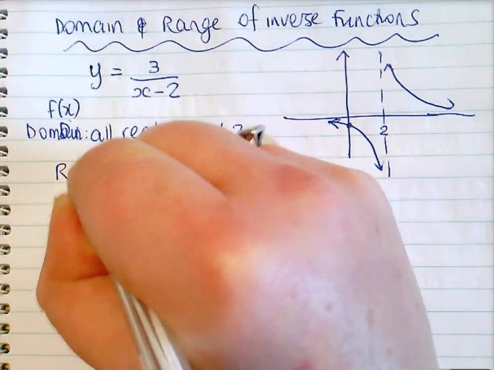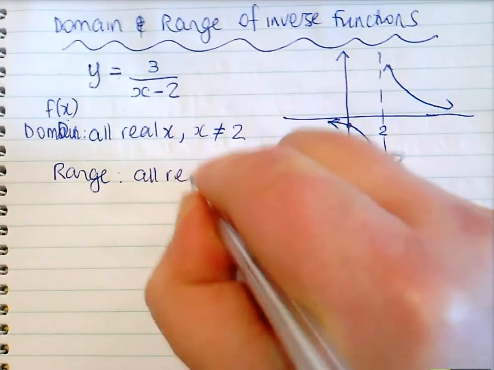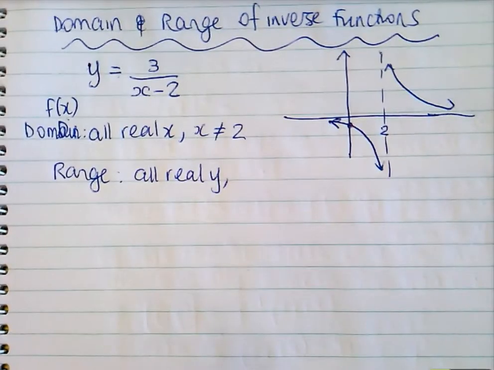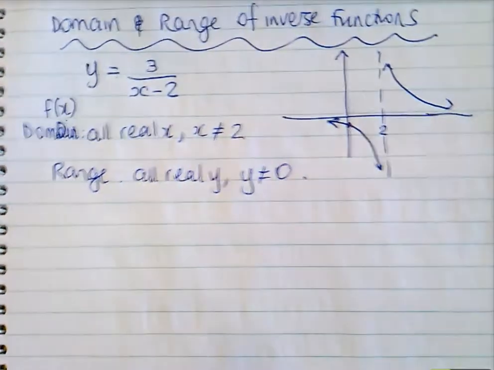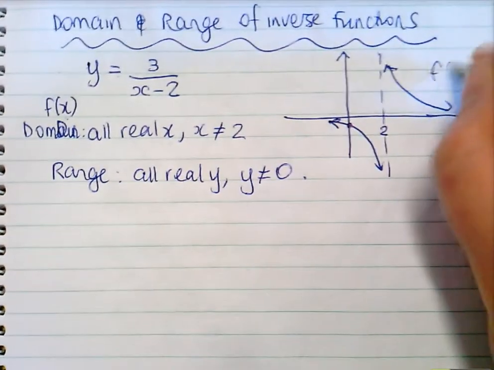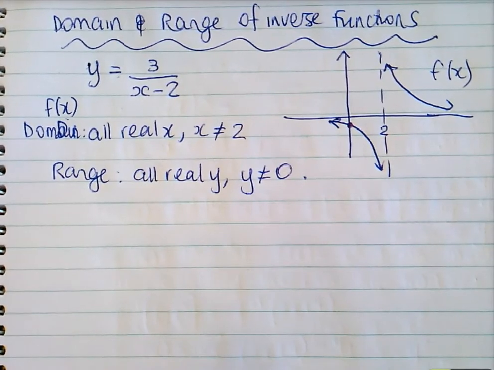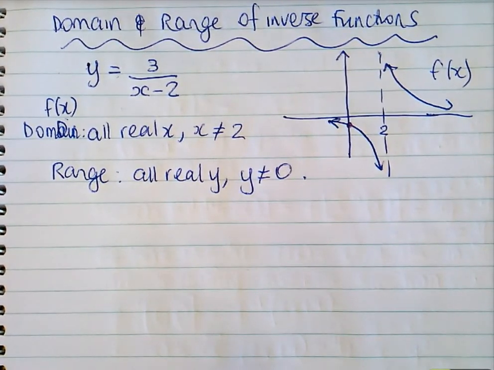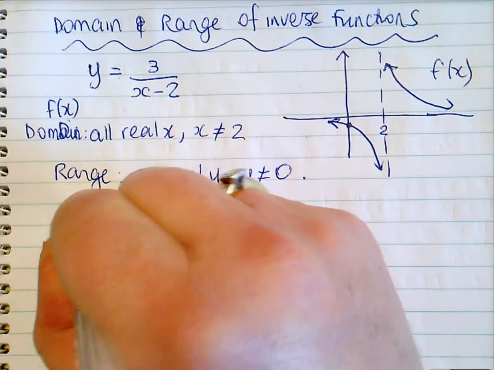Yeah, the range is all real y, y cannot equal 0. Okay, now that's our original function, function of x. We're going to draw the inverse function, and we're also going to write down its domain and range. Okay. I'm now going to look. Can you see red or not?